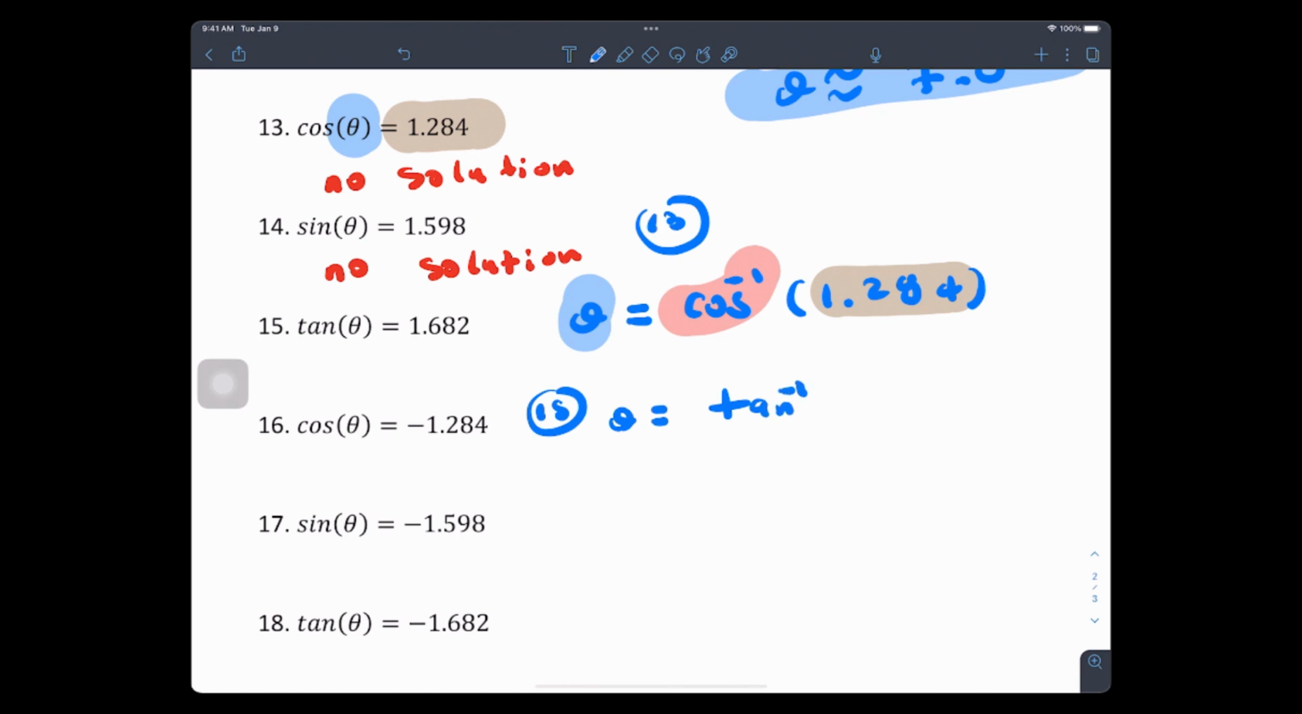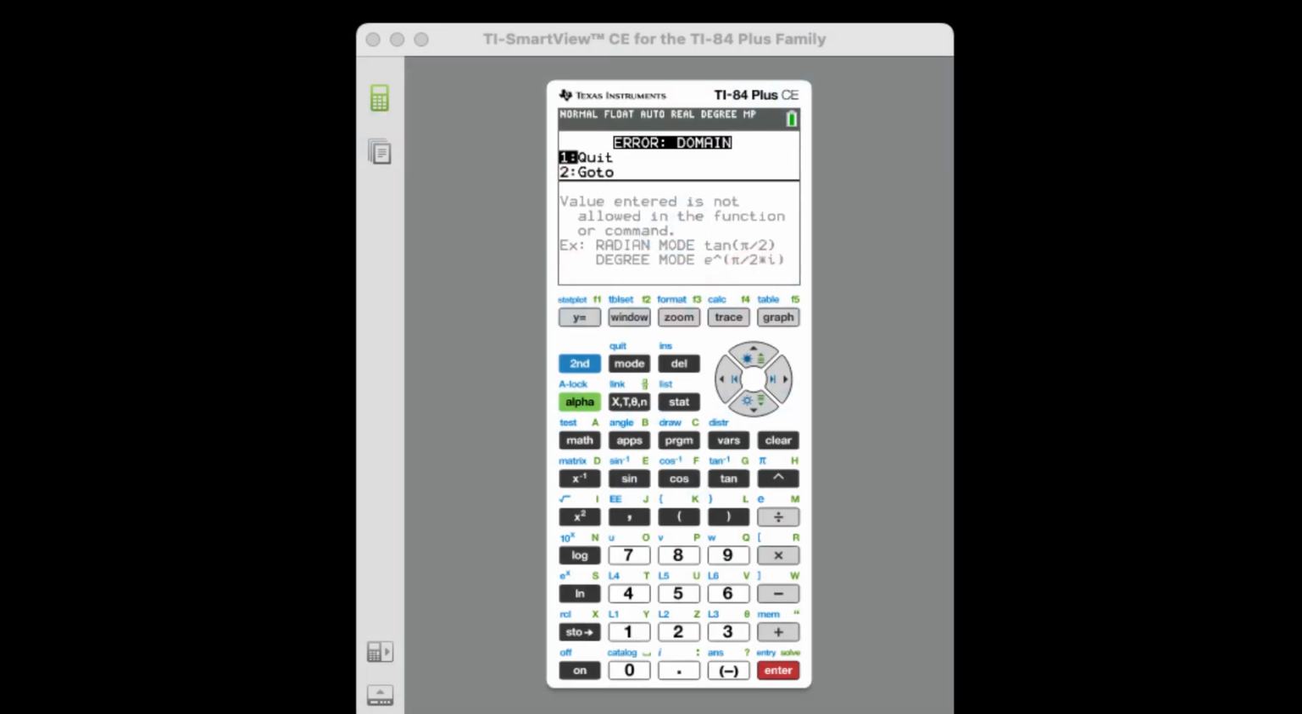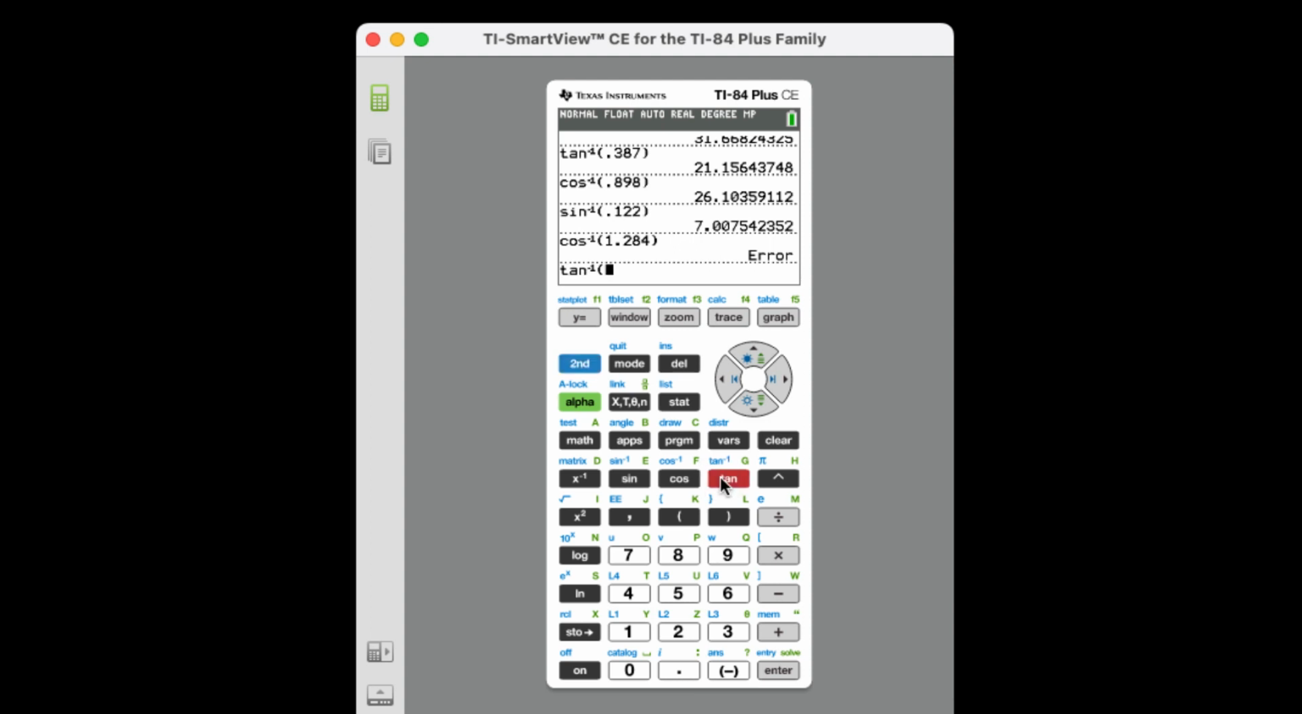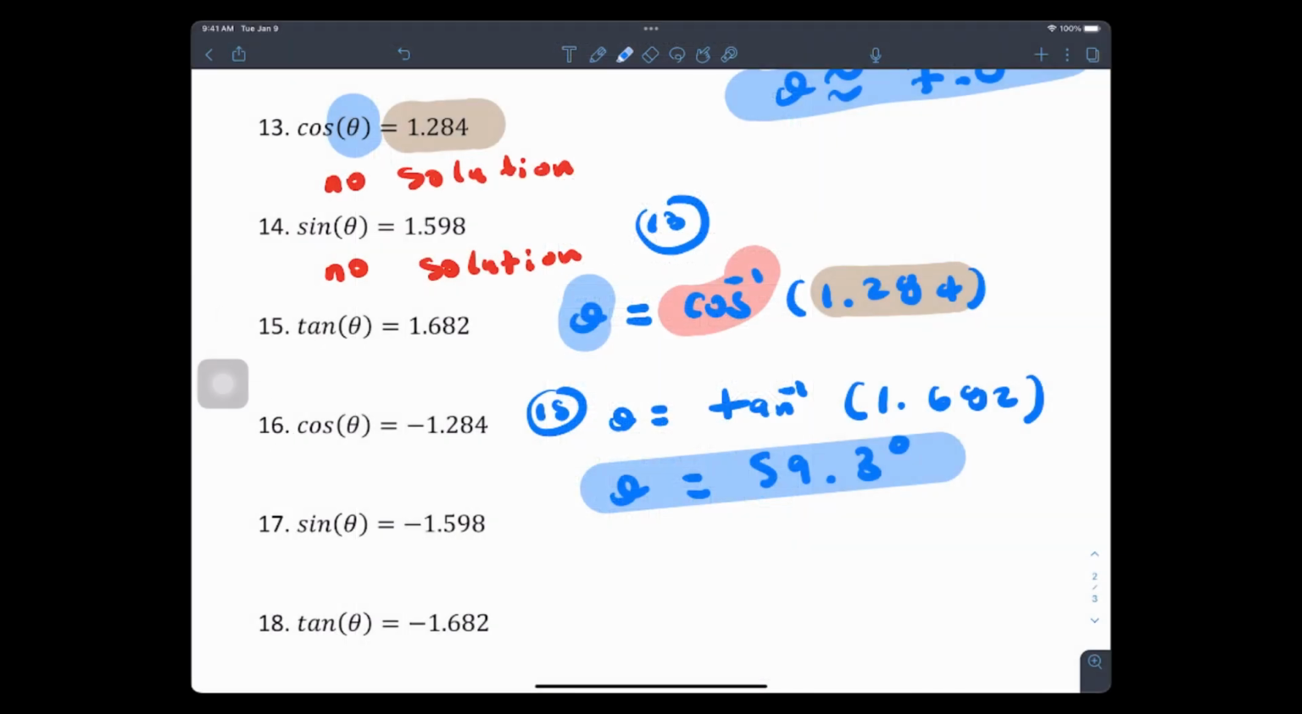So for inverse tangent, yes. If you said, I'm going to get this angle theta, you can. Punch it in. Notice this. We say, okay, second inverse tangent. I guess I have to clear that out first. Second inverse tangent, 1.682. And ladies and gentlemen, what do you get? 3 degrees. So that rule only applies to what? Sine and cosine, ladies and gentlemen. It doesn't apply to the other functions.